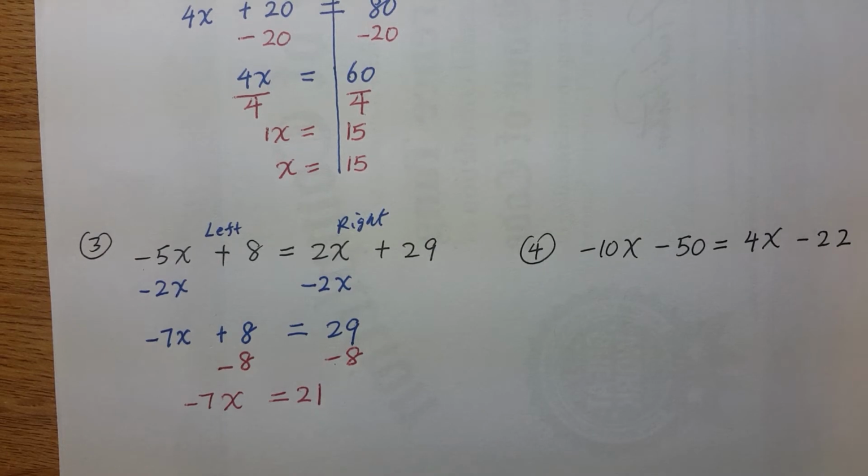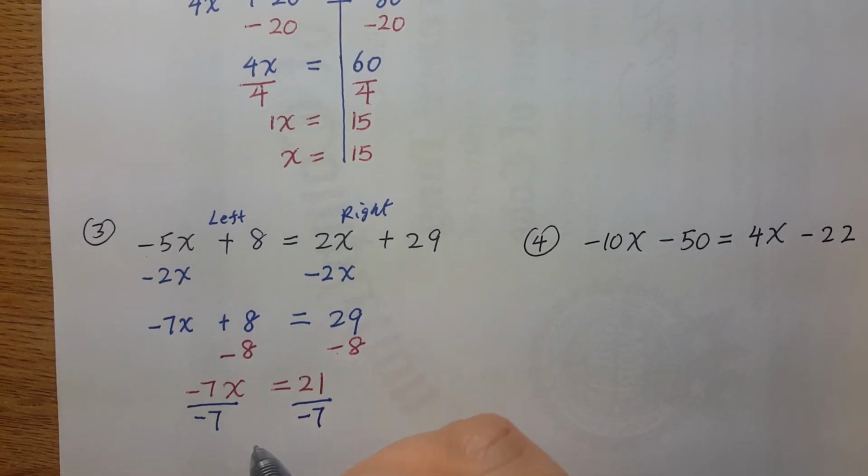Now we have negative 7x equal 21. Negative 7 times x, so we do division. Divide by negative 7. Negative 7 divided by negative 7. So we do the same thing on the right. Negative 7 divided by negative 7 is 1, so we get 1x equal.